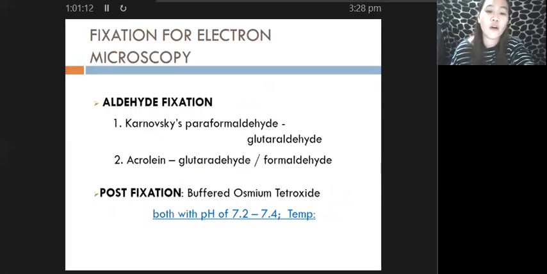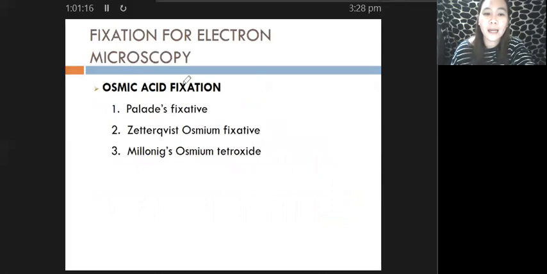So specific osmic acid fixatives that we can use: we have your Palade's fixative, we have your Caulfield's osmium fixative, and your Dalton's osmium tetroxide.